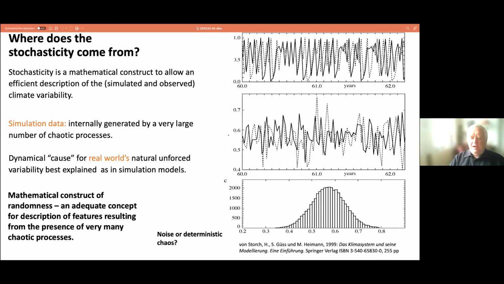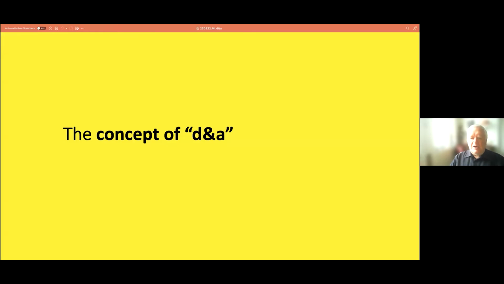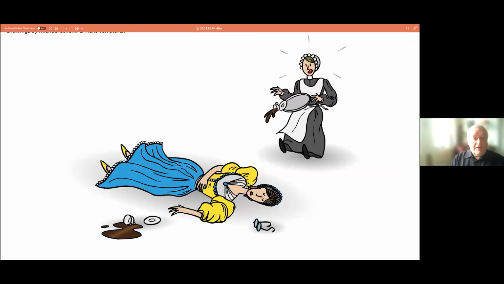Indeed, if you look at random number generators, they are also deterministic. So you can generate the same random numbers if you really do it in the same way. What we should just keep in mind is that the mathematical construct of randomness is an adequate concept for describing features resulting from the presence of very many chaotic processes. This is very different from a system where you have just a few or one chaotic process, like the Lorenz system. Now, the concept of detection and attribution, and this is what Michael Schenk did.